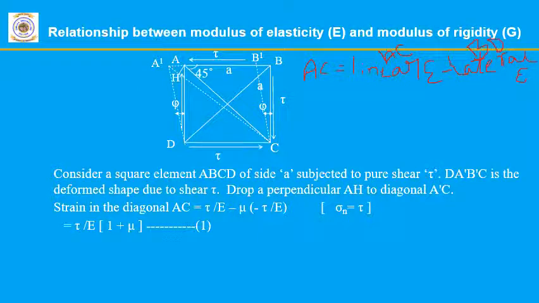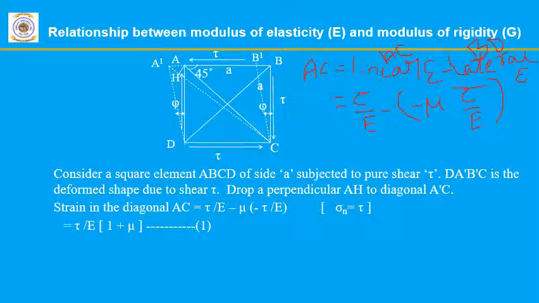Therefore, the linear strain can be written as tau by E, because we are applying shear stress. Whereas the lateral strain is minus, since it is compressive, minus mu into tau by E.